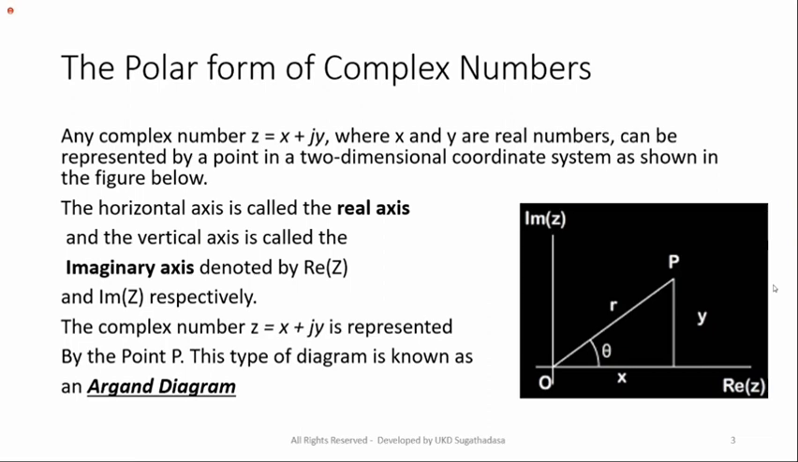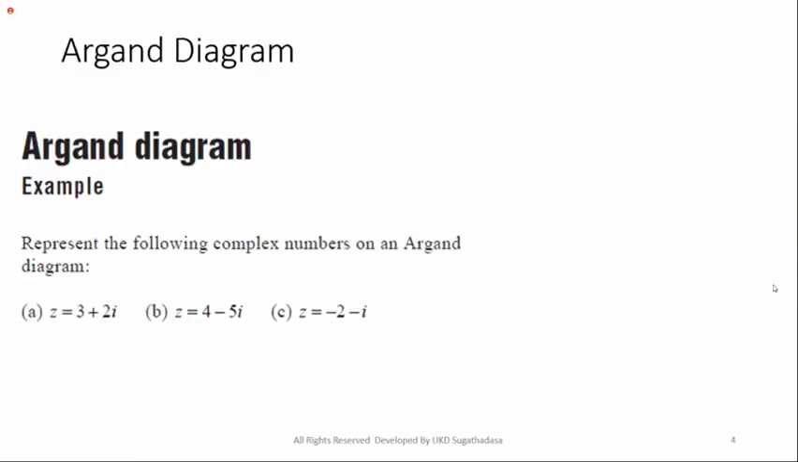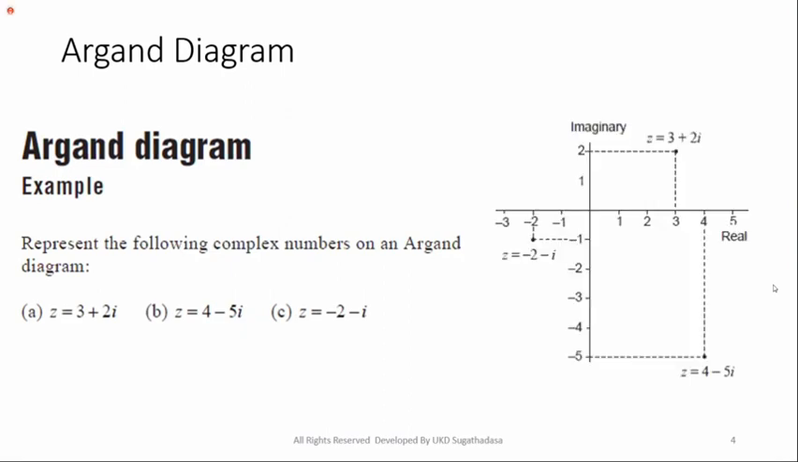In the next slide you see a very simple example: represent the following complex numbers on an Argand diagram. You also can do it, but it's not necessary to try. I'll show you the answer. See the answer on the right-hand side. The complex number 3 plus 2i. Remember, it has been taken from the textbook, therefore it uses the i notation, right? 3 plus 2j.